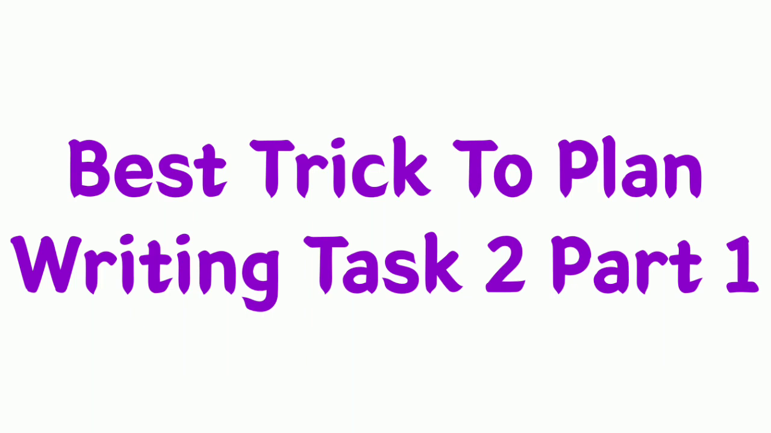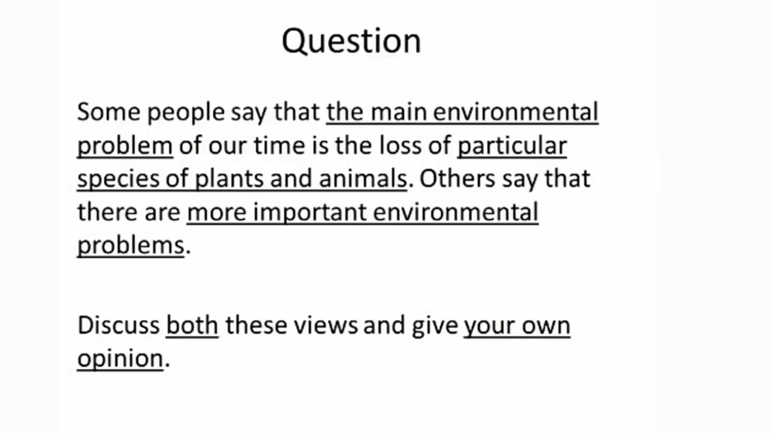Now, coming towards today's question, we are given that some people say that the main environmental problem of our time is the loss of particular species of plants and animals. Others say that there are more important environmental problems. Discuss both these views and give your own opinion. So in this, I have underlined some key points of the statement. In our statement, we are given that the first major problem considered by people of our time is the loss of particular species of plants and animals.